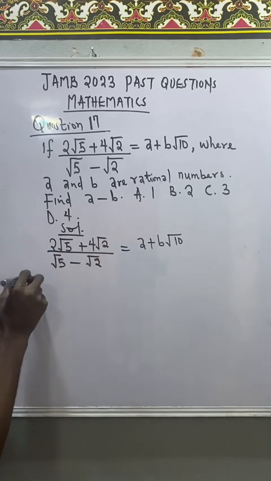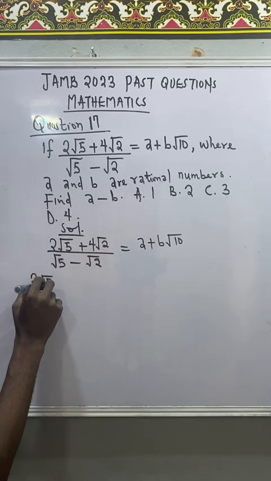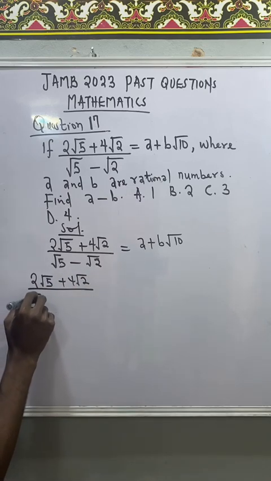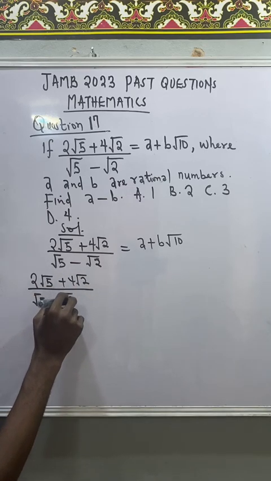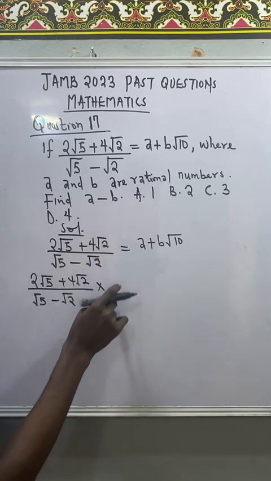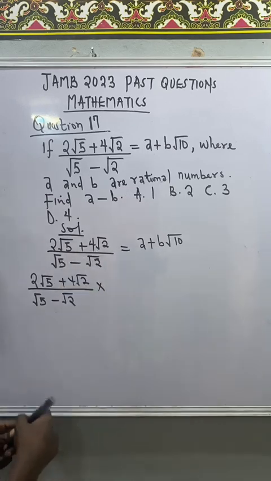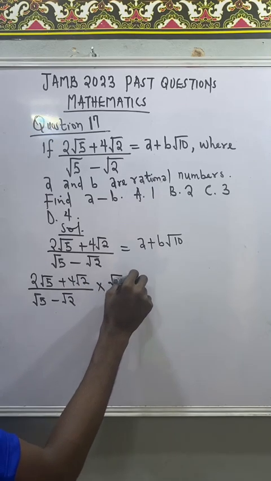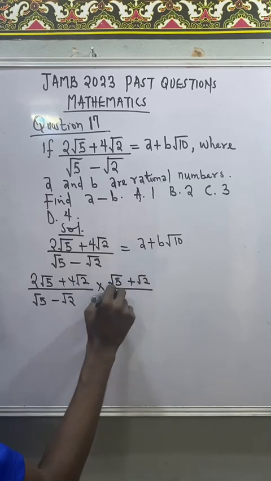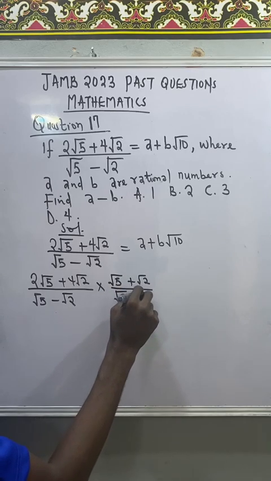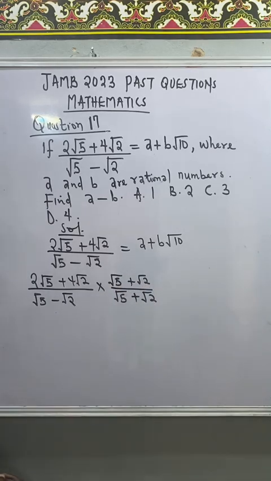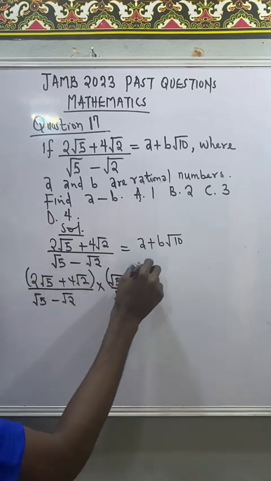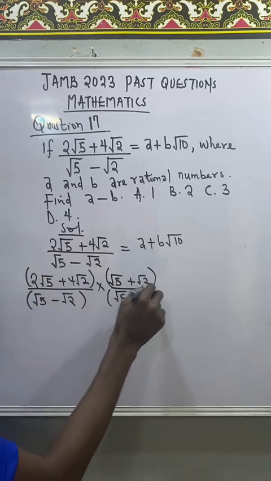So we do that. That's 2 root 5 plus 4 root 2 all over root 5 minus root 2. We now multiply both top and bottom by the conjugate of the denominator, which is root 5 plus root 2, all over root 5 plus root 2. Now, from here, we multiply one by one. Learn to use brackets in this case.